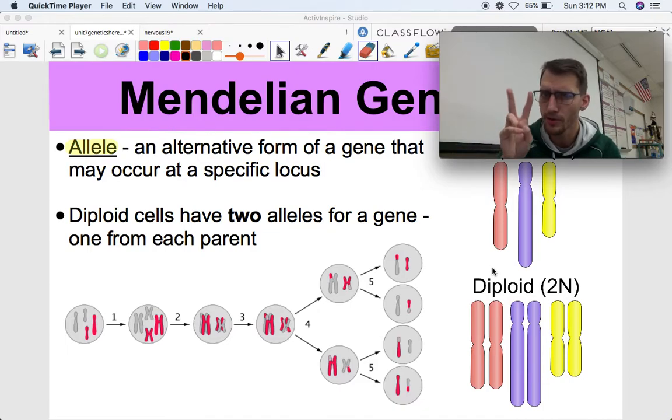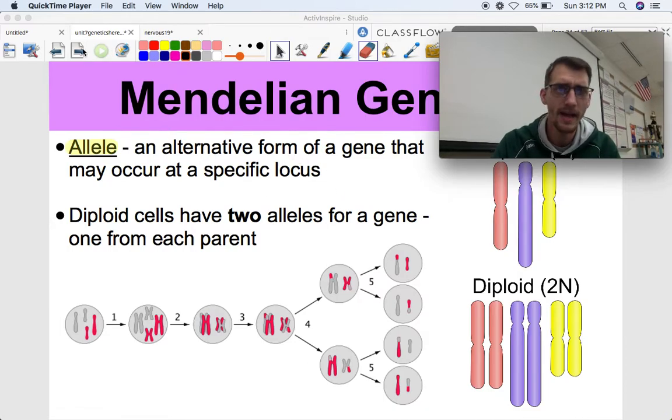So because you're diploid, you have two copies of every gene, and you might have two of the same version of the gene, or you might have two different versions of the gene. Then that might mess with your traits a little bit, okay?